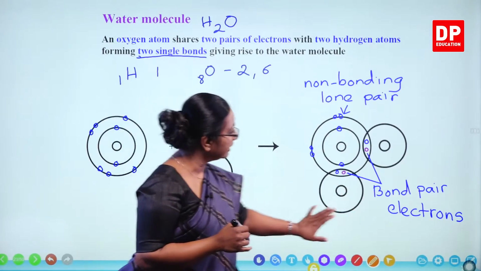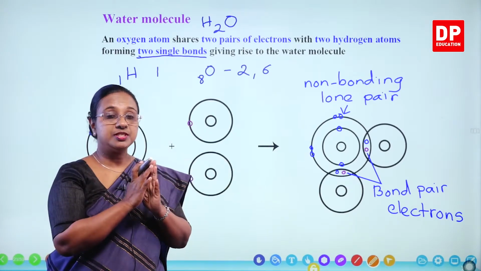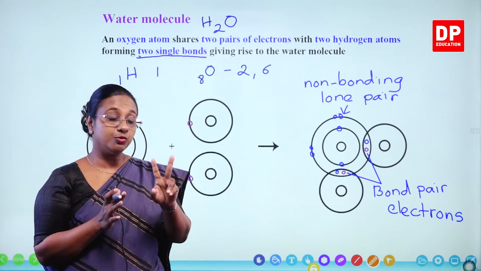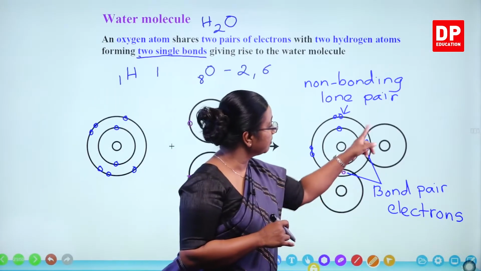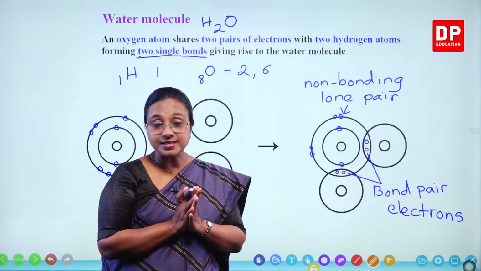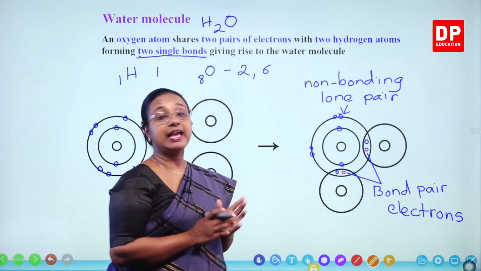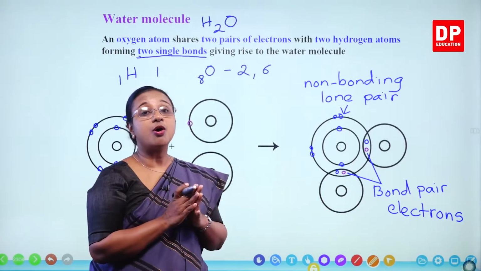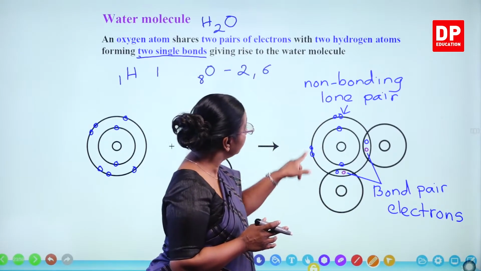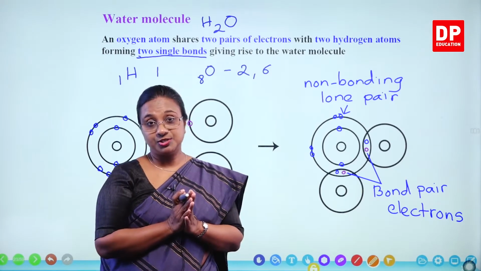So if you look at the water molecule, there are 2 single bonds. Oxygen is bonded with hydrogen, so there is OH bond. Like that, there are 2 OH bonds, and then once the bonds form, all the atoms satisfy the noble gas electronic configuration. Hydrogen has 2 electrons, oxygen has 8 electrons. And if you look at the oxygen atom, there are 2 bond pair electrons and 2 non-bonding lone pair electrons. Is that clear to you all students?